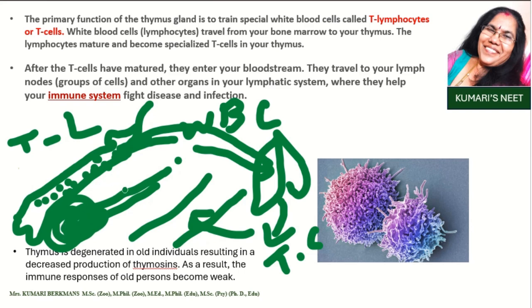Understand? And they enter from the blood. Which one? T lymphocytes. They enter into the lymph nodes. Okay, lymph nodes are nothing but a group of cells. And they enter into the lymph nodes as well as the other organs of your lymphatic system, where they help your immune system fight against disease or any infection which comes into your body. Now you got this? So once again I am explaining this.